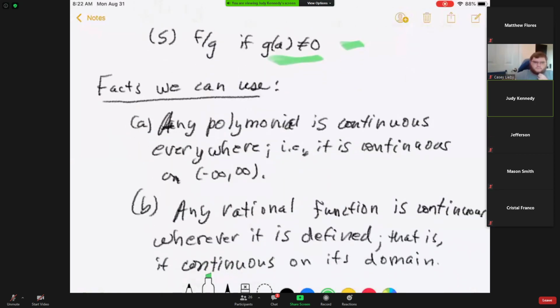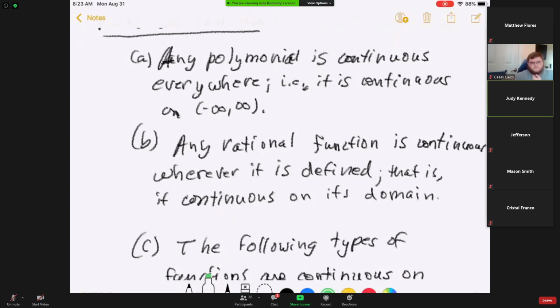And then facts. We talked about polynomials having limits everywhere. Well, they are continuous everywhere too, and that follows pretty easily from the fact that they have the limits. Any polynomial is continuous everywhere. That is, it's continuous on the whole real line. Any rational function is continuous as long as it is defined. You have to worry about that with a rational function.